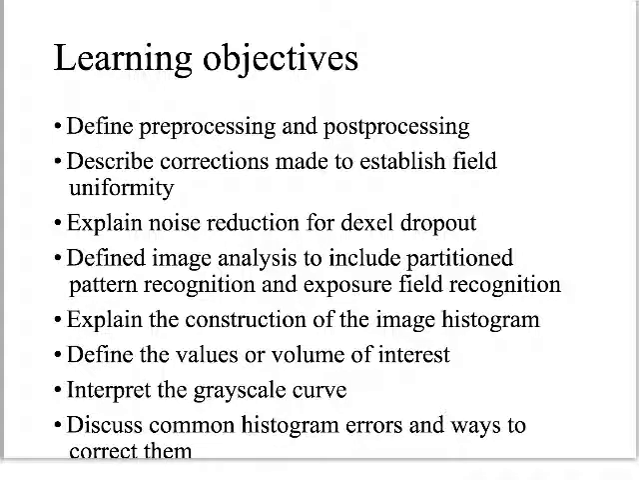We'll talk about how we construct the image histogram, and that's where we're going to burn a lot of time in the textbook and making sure that we're anchored in what the textbook's talking about. We'll talk about the values or volumes of interest and the way that those are defined. We'll talk about superimposing grayscale curves in order to change the way the computer looks at it to the way the human eye looks at things, particularly as it relates to contrast. And finally, we'll talk about the errors that can result from all of these operations and ways to correct them.